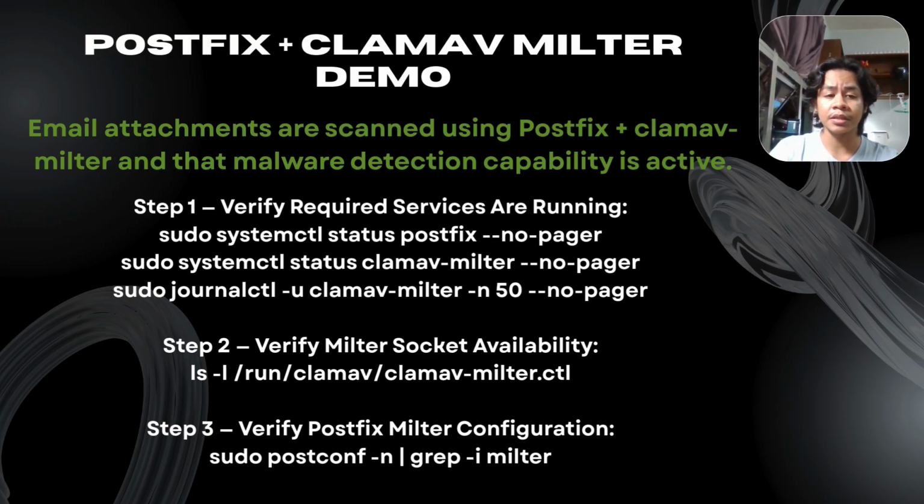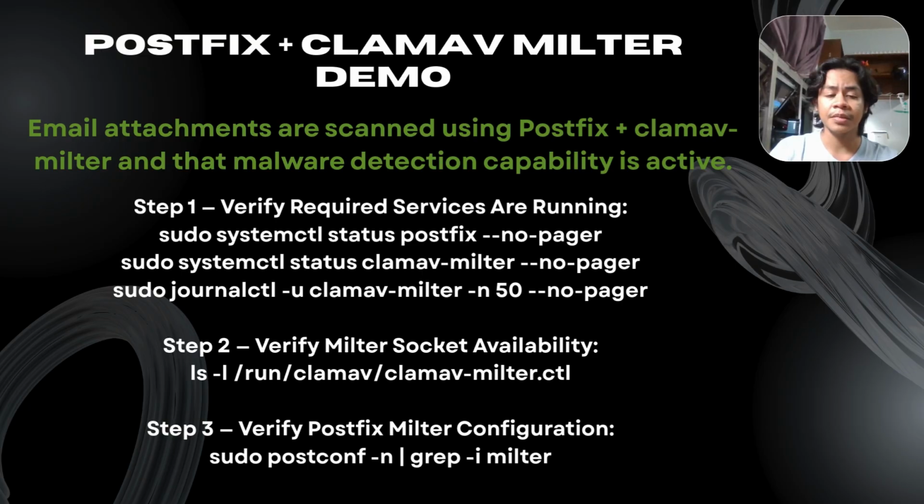For the second step, we verify filter socket availability. We check that the ClamAV filter socket exists. We use the command ls -l /run/clamav-filter.ctl. The expected result will be srw-rw---- with clamav as the owner, and the last one is clamav-filter.ctl. It confirms Postfix can communicate with the ClamAV filter.